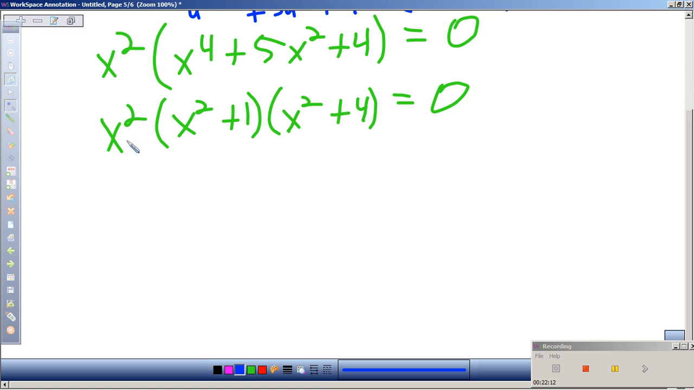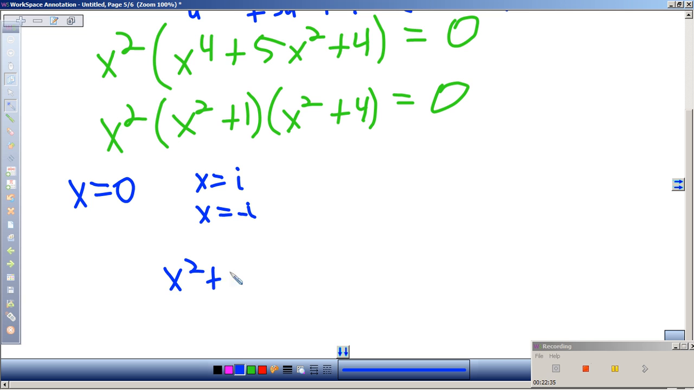So, what would make this equal to 0? So x equals 0 is one solution. What would make this one 0? How about negative i? Plus or minus i? So where they're coming from is I can say x squared plus 1 equals 0. What causes this part to be 0?